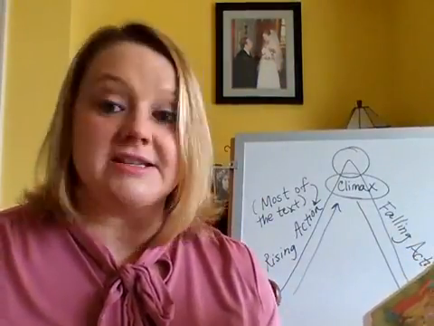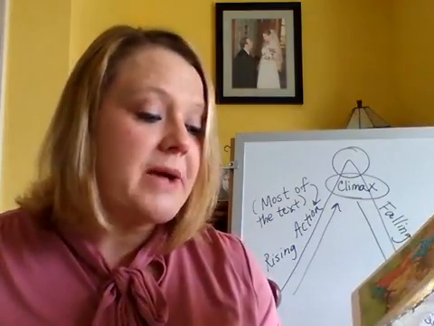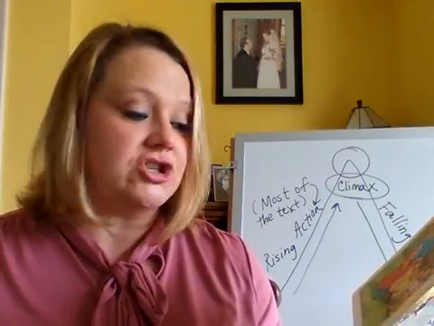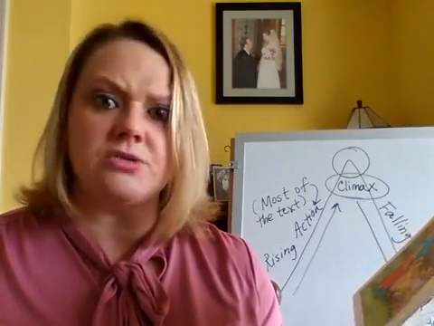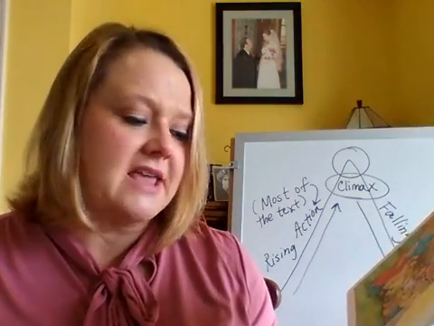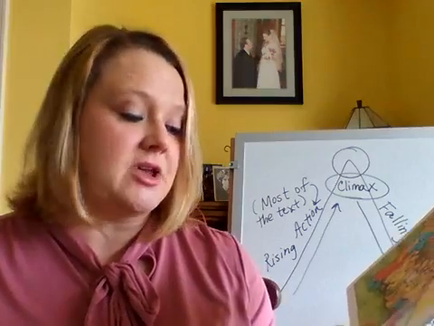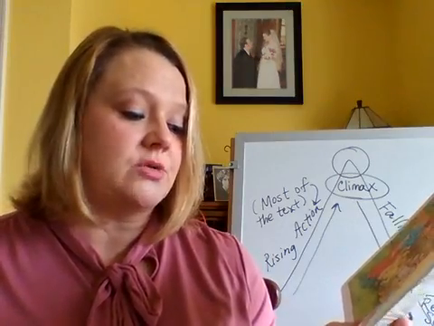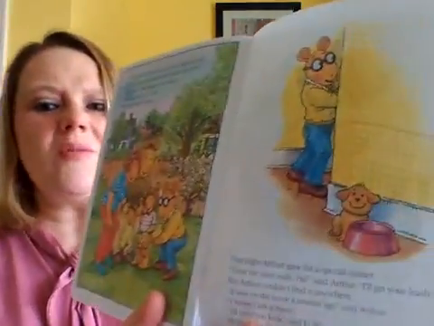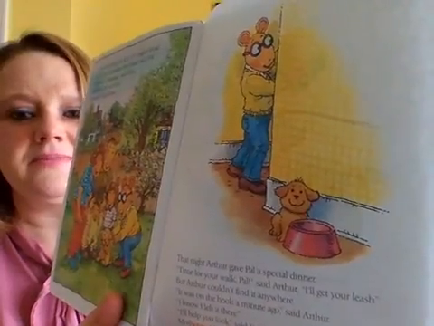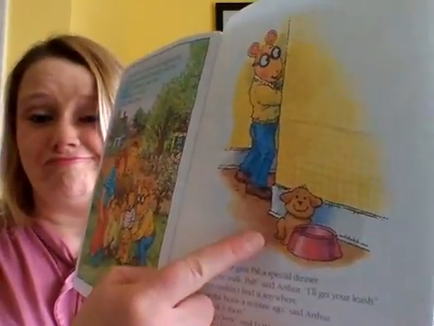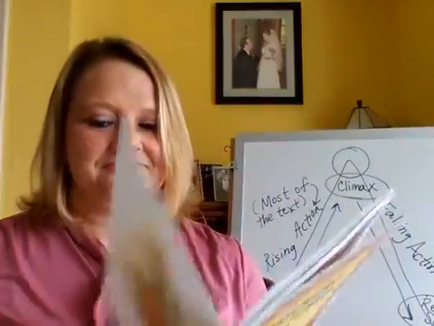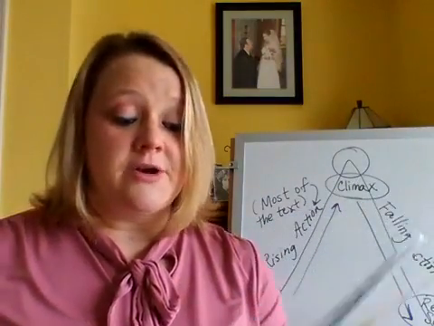That night, Arthur gave Pal a special dinner. "Time for your walk, Pal," said Arthur. "I'll get your leash." But Arthur couldn't find it anywhere. "It was on the hook a minute ago," said Arthur. "I know, I left it there." "I'll help you look," said D.W. Mother and Dad helped too. "It has to be here somewhere," said Arthur. Who do you think has it? No one noticed Pal run behind the rose bushes.